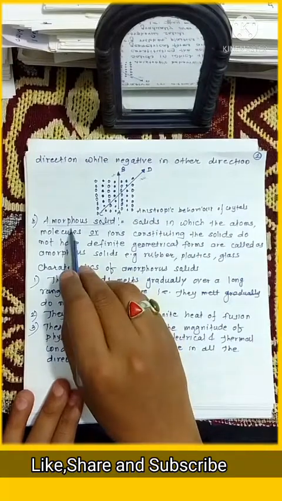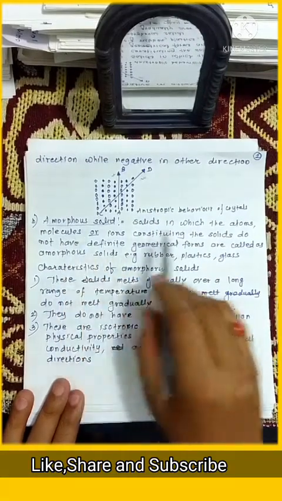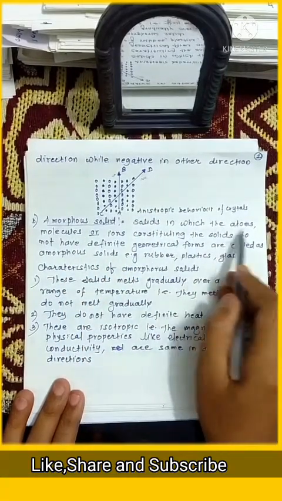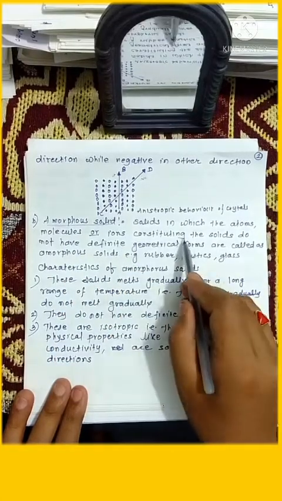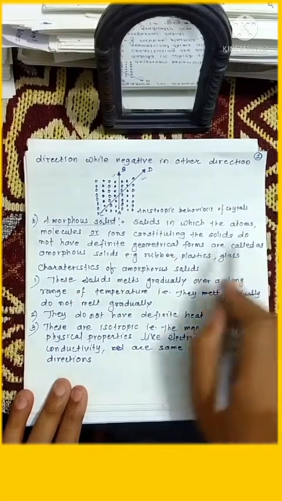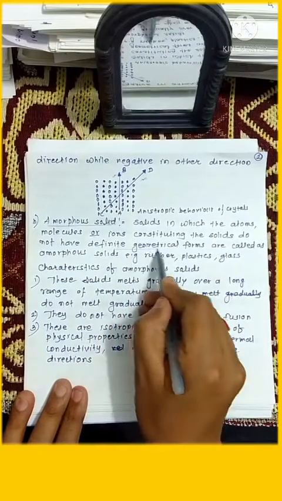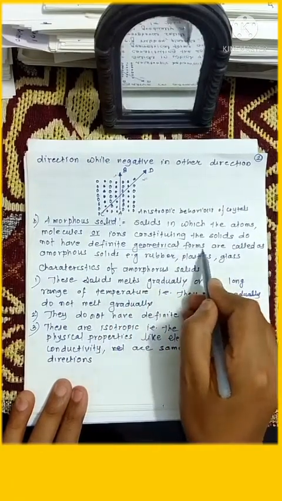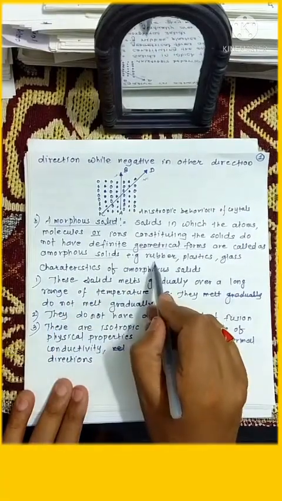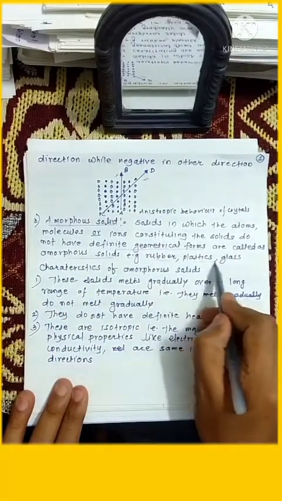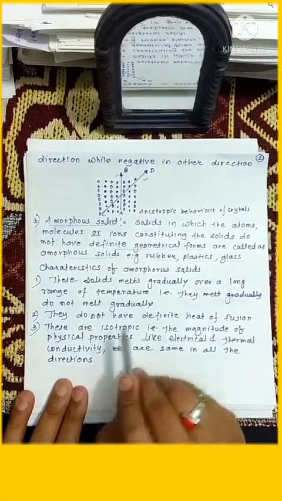Now, what is the meaning of amorphous solid? Solids in which the atoms, molecules, or ions constituting the solid do not have a definite geometrical form are called amorphous solids. Examples: rubber, plastics, glass.